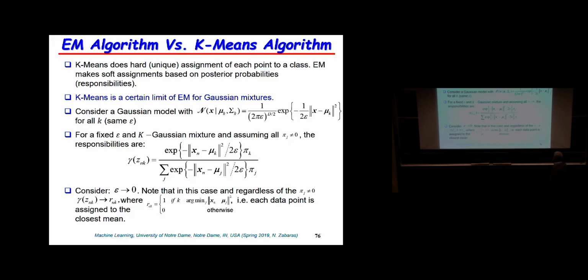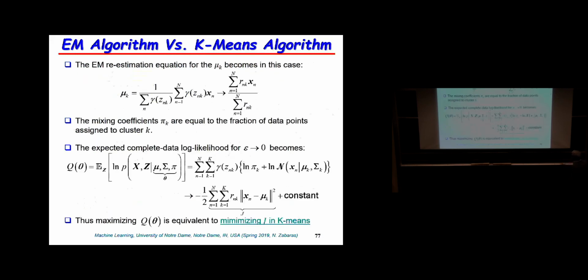If you forgot about it, go back and review what the k-means algorithm was doing, and look at this equation as epsilon goes to 0. The responsibilities basically become the r_nk we had in the k-means algorithm, and you can show by looking at the equation that maximizing the expected complete data log likelihood is the same thing as minimizing the distortion measure that we used when we did the k-means algorithm. Okay?